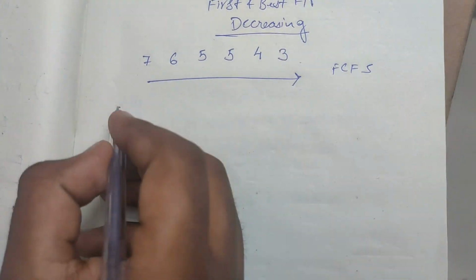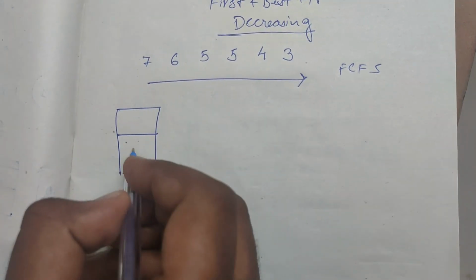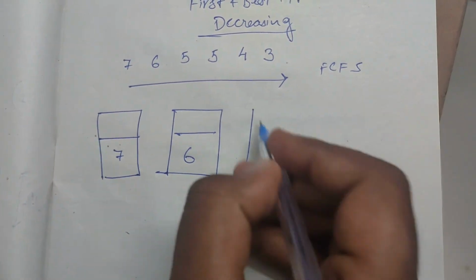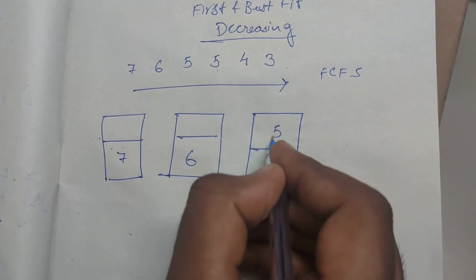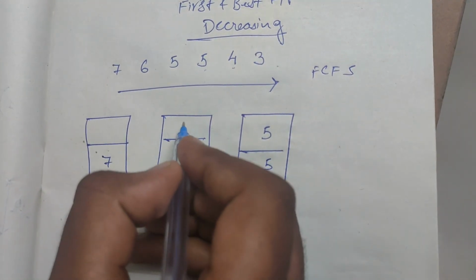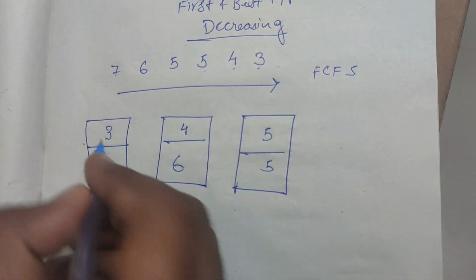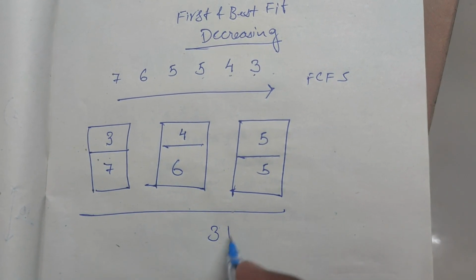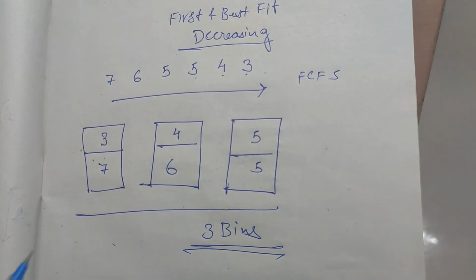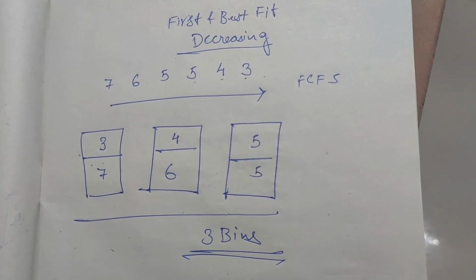So 7 came first, so you will write 7. Then comes 6, so you will write 6. Then comes 5. Then comes 5, which fits well here. Then you have 4, which can be fitted here. Then comes 3. So 3 can be fitted here. And again the work is done in 3 bins. So this is first fit and best fit decreasing. So this was about the bin packing method.